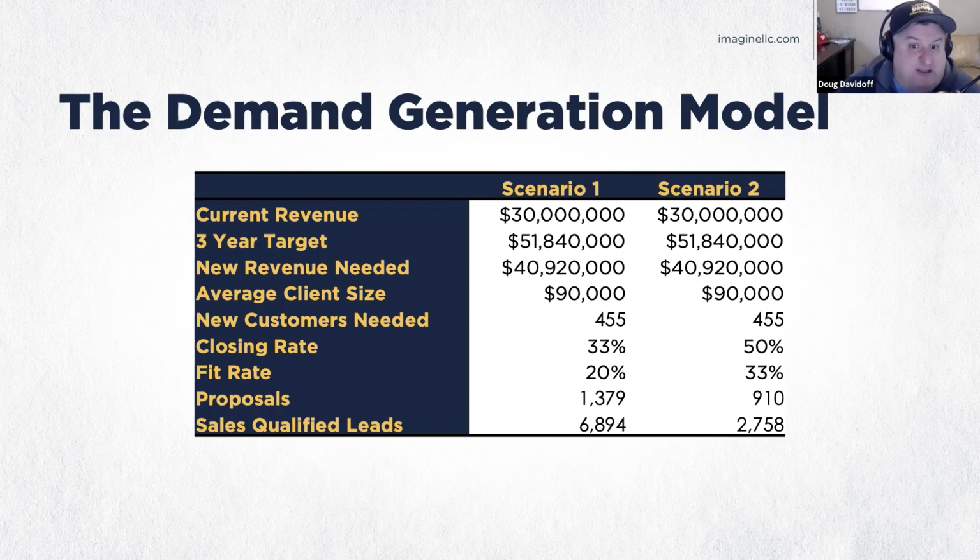And you can see that by increasing the closing rate to 50% and the fit rate to 33%, you cut the total need by a pretty significant number.